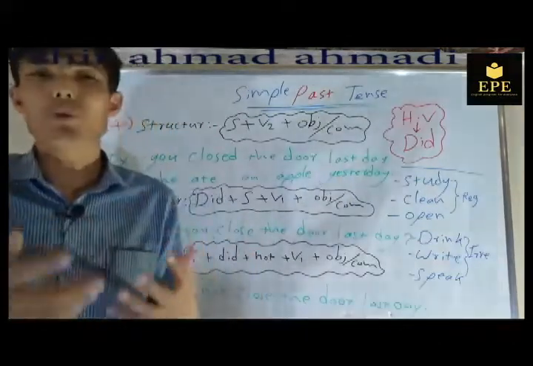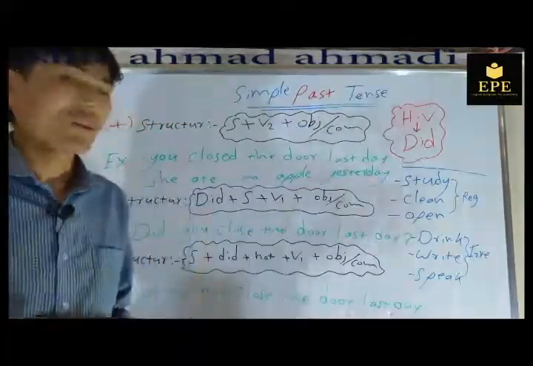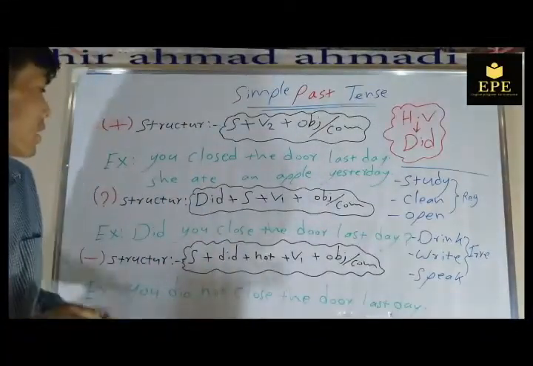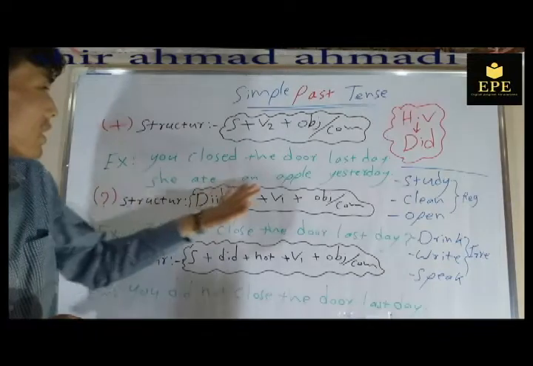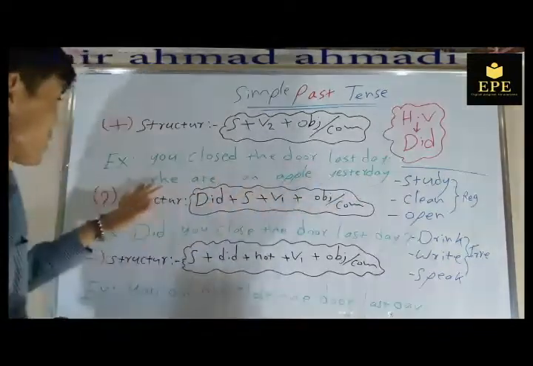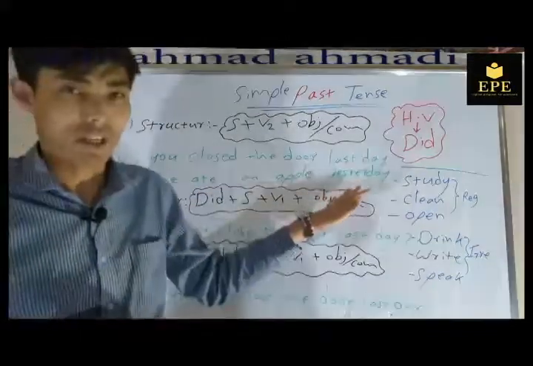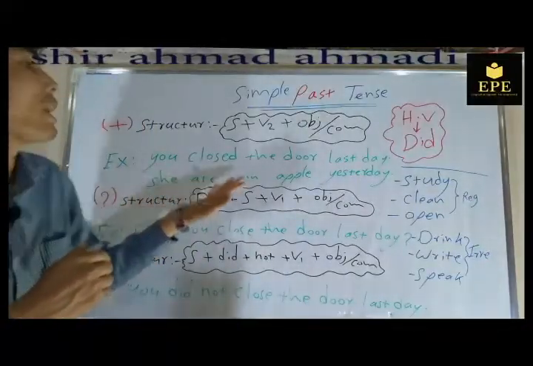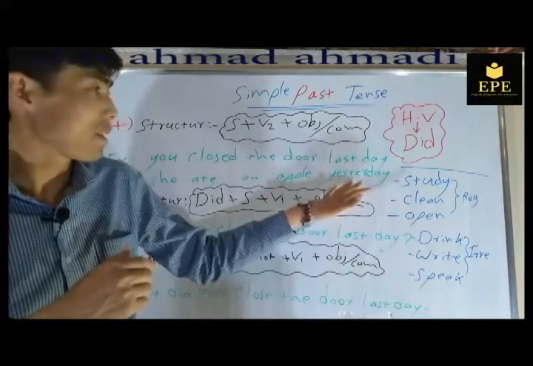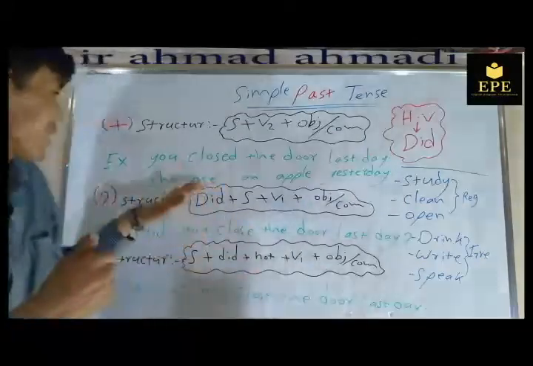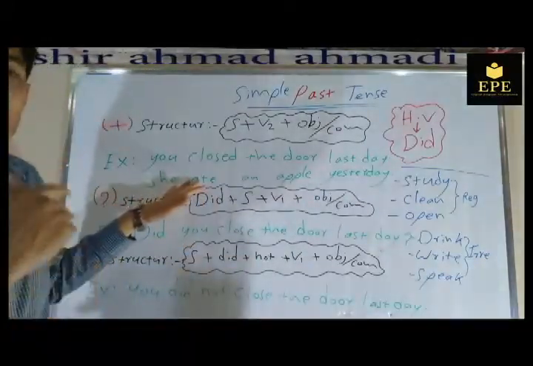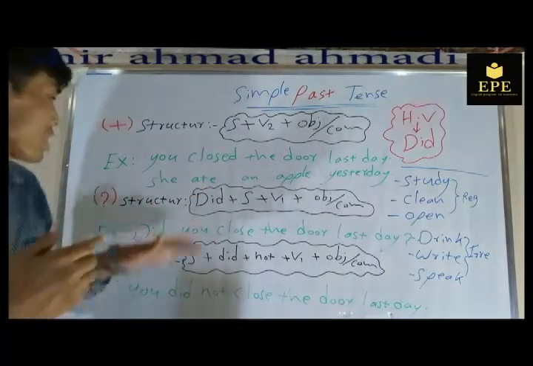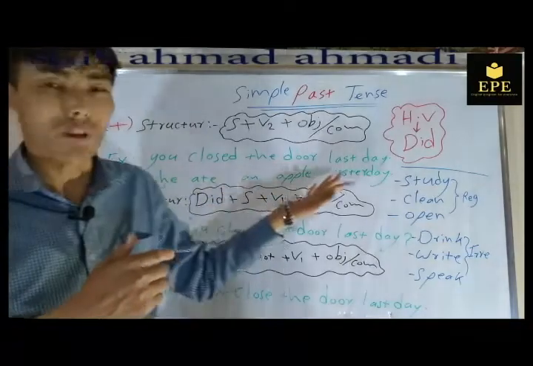I give you more examples to practice this simple past tense. So if you want to change this one to the question and negative: she ate an apple yesterday. To the question: did she eat an apple yesterday? Question mark at the end. Did she eat, not ate. First form of verb. If you want to change to the negative: she did not eat an apple yesterday.